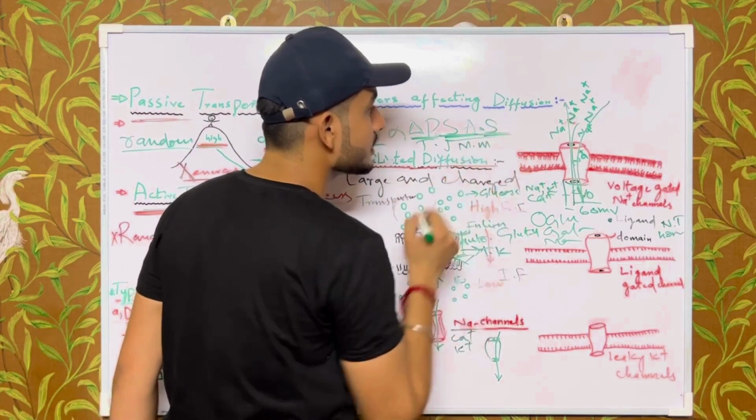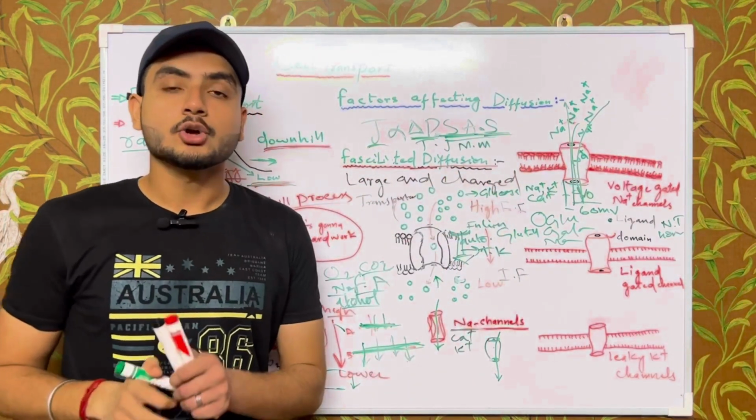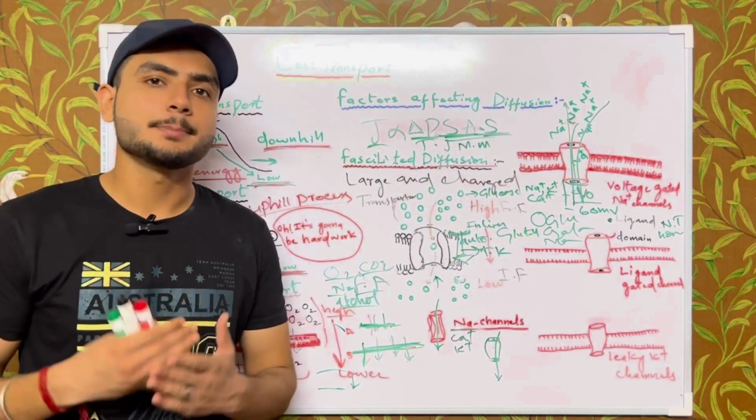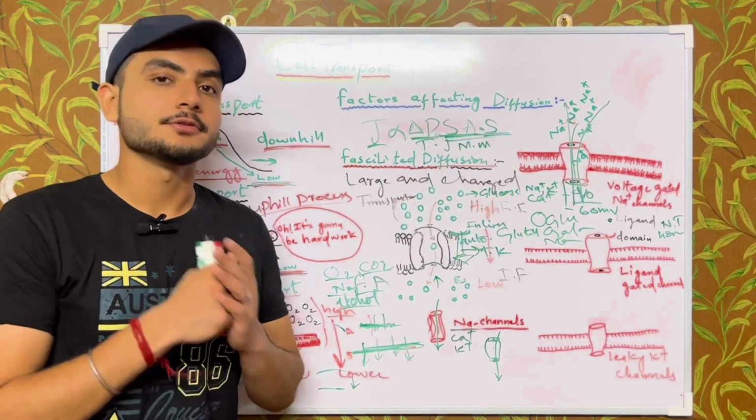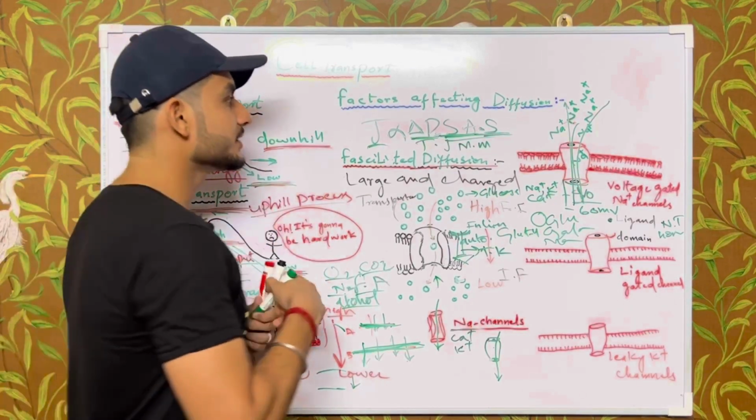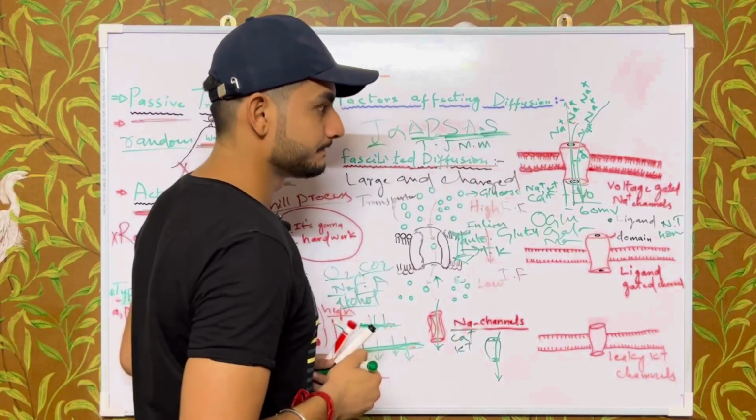Third factor is the solubility. Greater the molecule is lipid soluble, greater will be the rate of diffusion. So the rate of diffusion is directly proportional to the solubility.